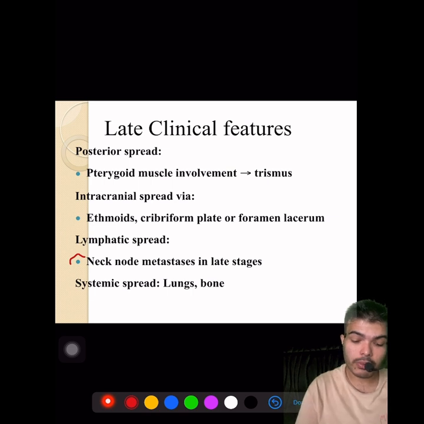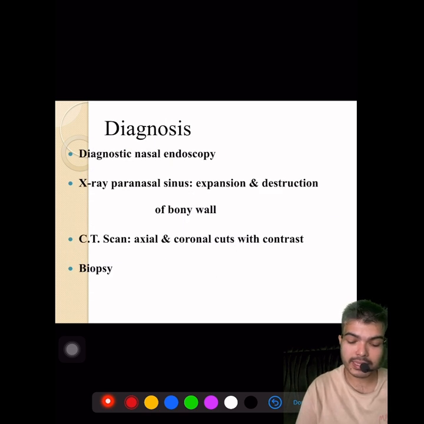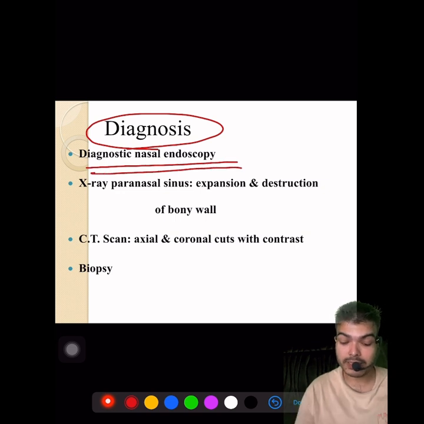Now diagnosis, how would you diagnose this case? Diagnostic nasal endoscopy can be done, and X-ray PNS can be done, but the best is CT scan because of the bony involvement.